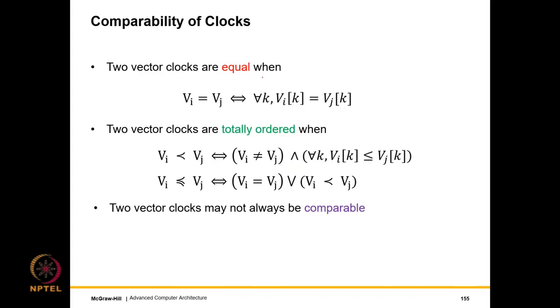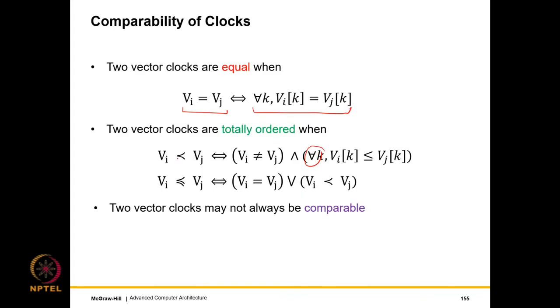Two vector clocks are said to be equal when all their components are equal. So we say that Vi is equal to Vj if and only if for all k, which means for all elements, Vik is equal to Vjk. Two vector clocks are also ordered. The precedence symbol here indicates an order. For this, they are not equal, and for all k, Vik is less than or equal to Vjk.